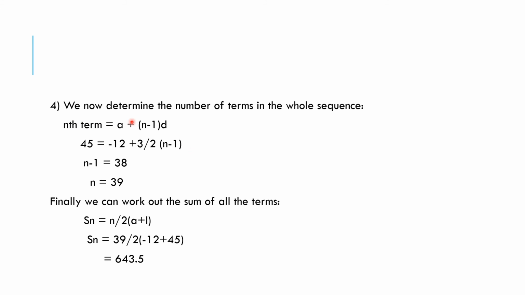Now we determine the number of terms in the whole sequence. The nth term is a plus (n minus 1) times d. 45 equals minus 12 plus 3 by 2 times (n minus 1). By solving this, we get n minus 1 is 38, so n is 39. Finally, we can work out the sum of all the terms. Sn is n by 2 times (a plus l), so Sn is 39 over 2 times (minus 12 plus 45). That turns out to be 643.5. So the number of terms in the sequence is 39 and the sum of the terms of the sequence is 643.5.